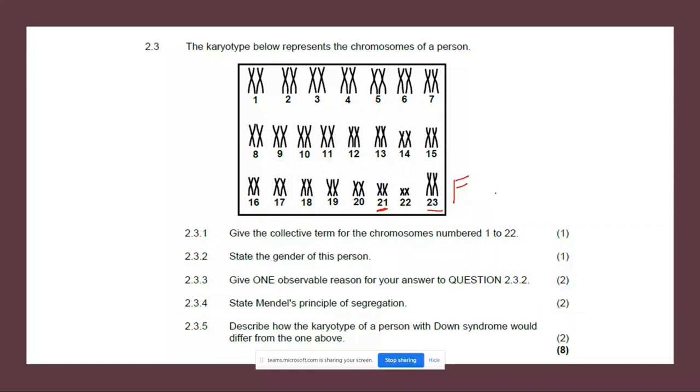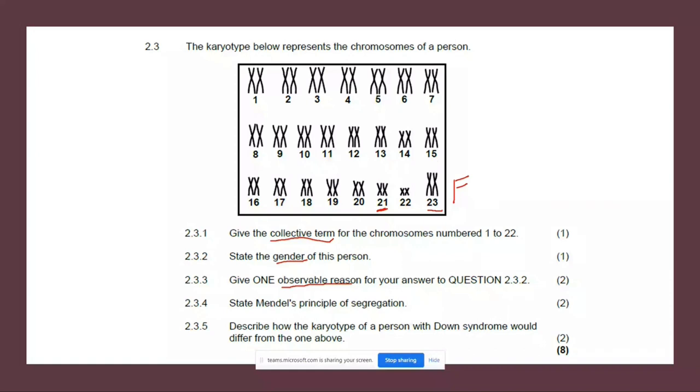Right, so now you've got that information. Look at the question. Give the collective term. What do we call the chromosomes 1 to 22? Very easy. We had it previously. Autosomes. State the gender of this person. What is the sex of this person? The gender, it is female. It's one mark, female. But now they ask you, give one observable reason for your answer there. Why did you say it was female? It is female because the sex chromosomes, or you could say the gonosomes, are the same size, or you could say the gonosomes are XX, or the sex chromosomes are XX.